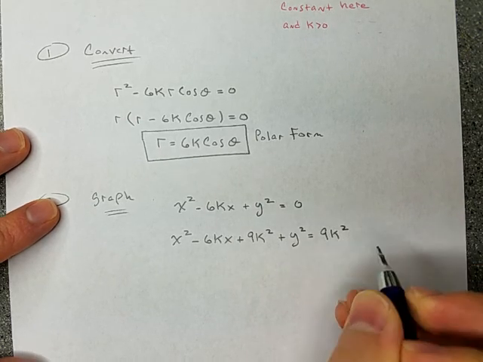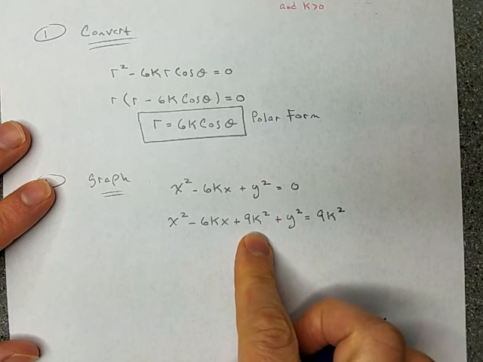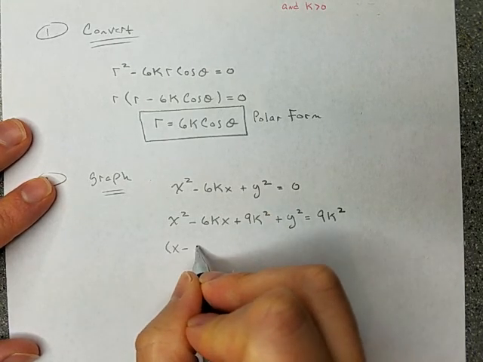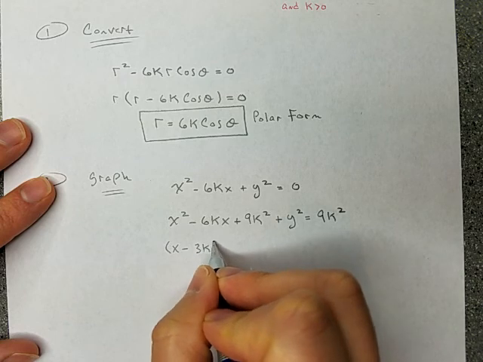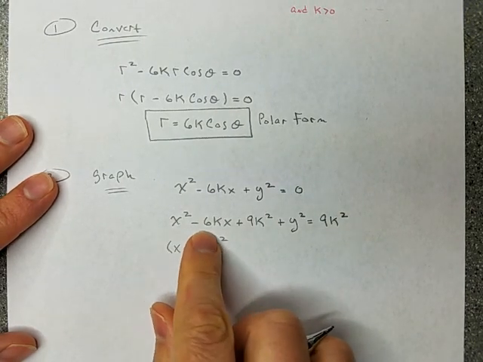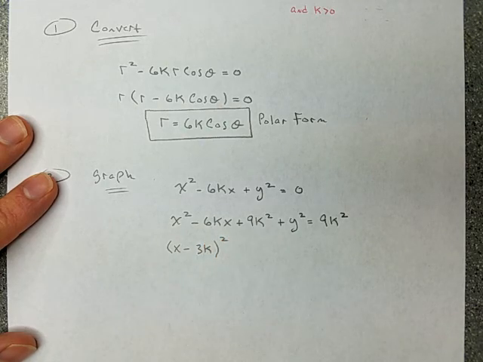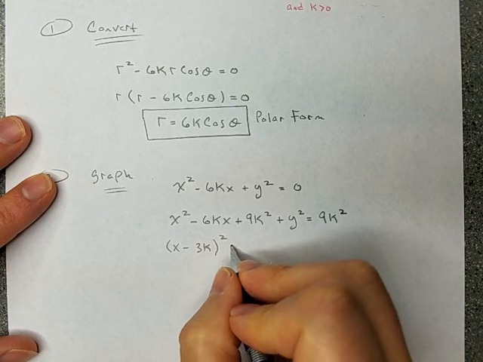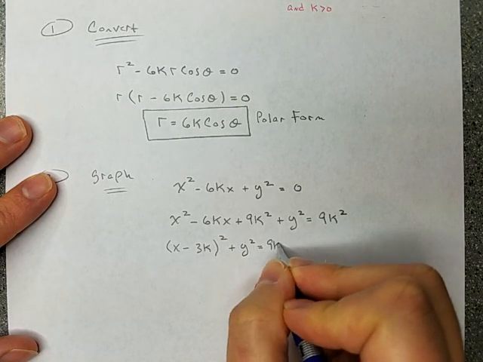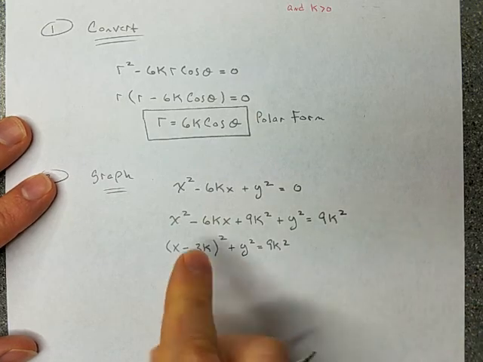I introduced that because it now makes this factor. It factors like this: x minus 3k all squared. That's how you factor x squared minus 6kx plus 9k squared. It's going to be x minus 3k quantity squared, and then over here, plus y squared is equal to 9k squared. So now we know what that thing was.